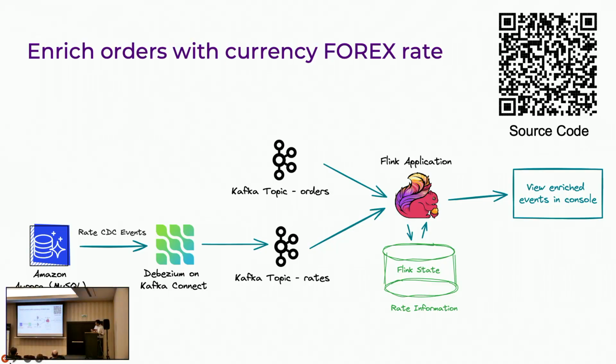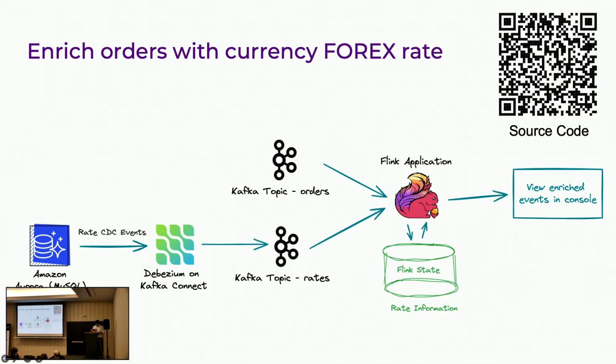So I have a demo about this particular pattern. So let's look at this demo. Basically, this is the physical implementation of that diagram. Here we have the MySQL database running on Amazon Aurora, which contains the rates data. We are using Debezium on Kafka Connect that can extract the change data capture events from this MySQL and write it to a Kafka topic, rates. And similarly, we have another topic, orders. The Flink application then stores the rate information in the Flink state and enriches the order data. I have a QR code over here. If you're interested to play with the same code that you'll be running now later on, you can scan that one.